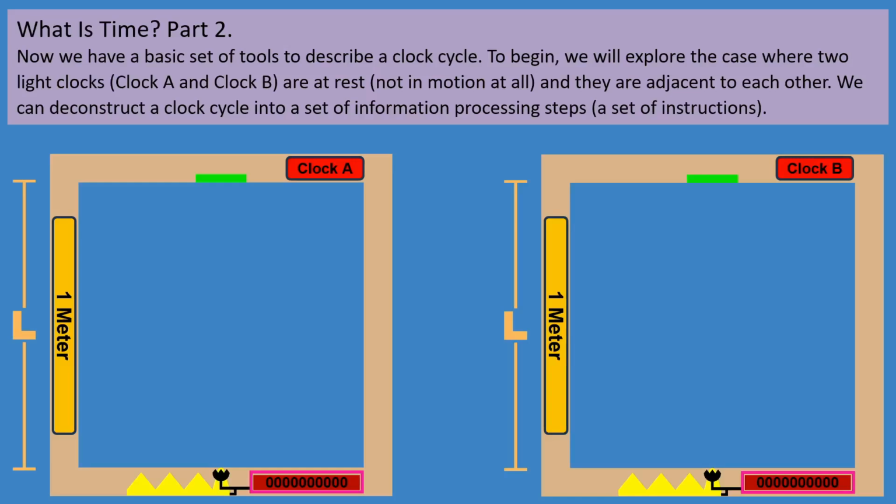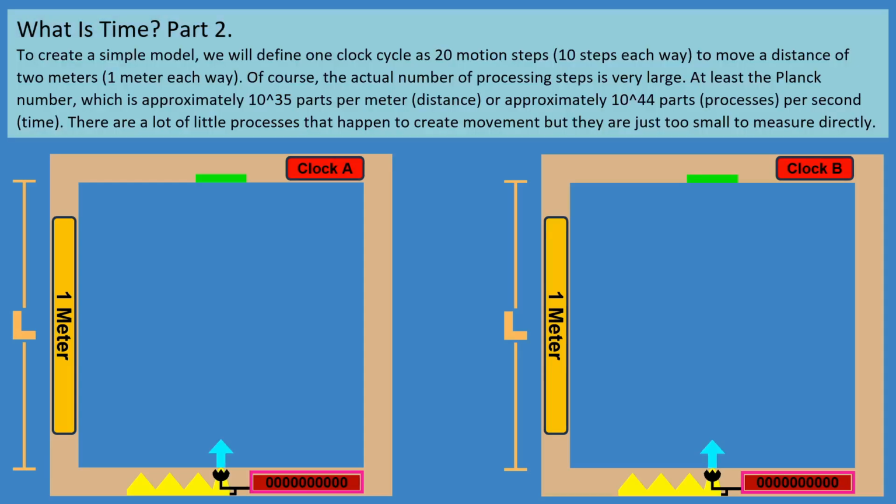To begin, we will explore the case where 2 light clocks, clock A and clock B, are at rest, and they are adjacent to each other. We can deconstruct a clock cycle into a set of information processing steps, a set of instructions. To create a simple model, we will define one clock cycle as 20 motion steps, 10 steps each way, to move a distance of 2 meters, 1 meter each way.